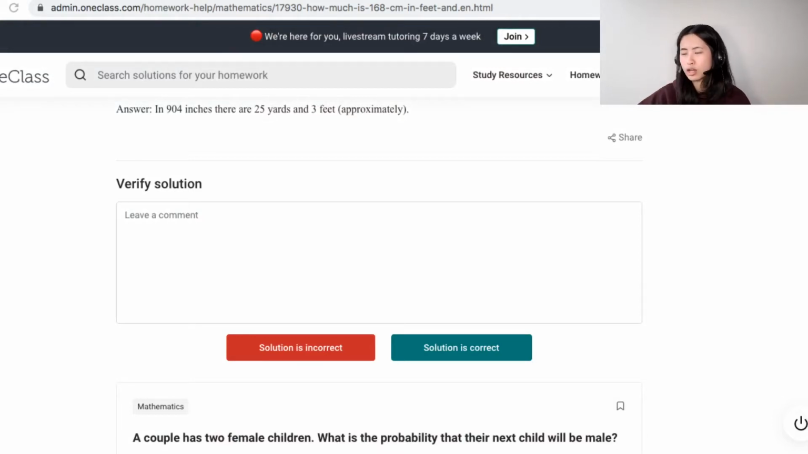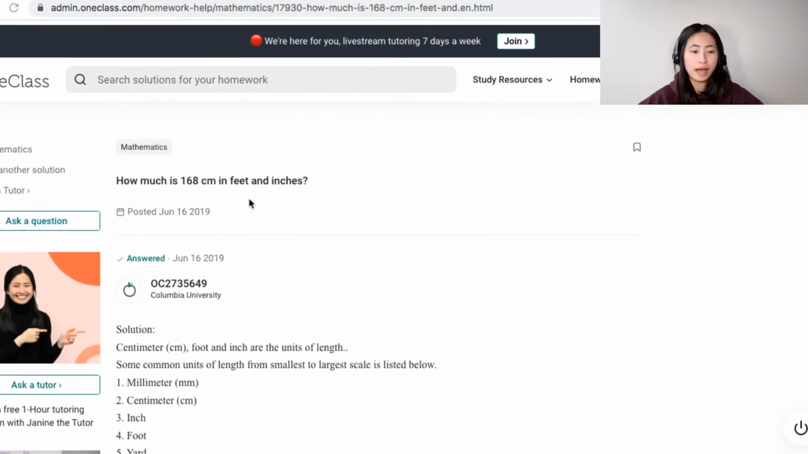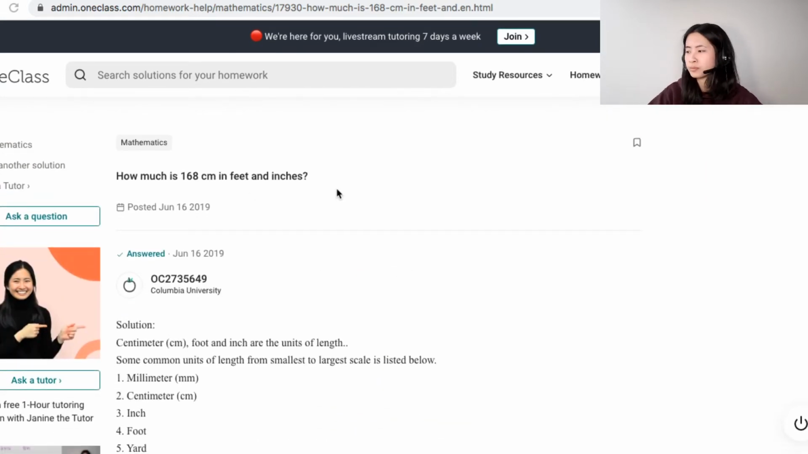So, let's just focus on math for now. This class will all be about math questions that we receive based on the most popular ones. So first, here's the question. It says, how much is 168 centimeters in feet and inches?